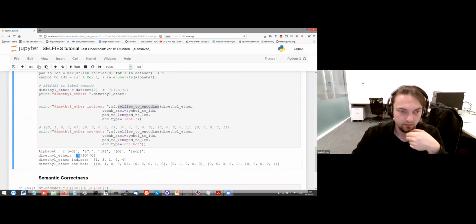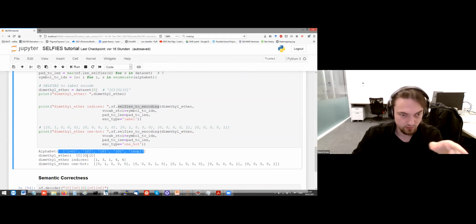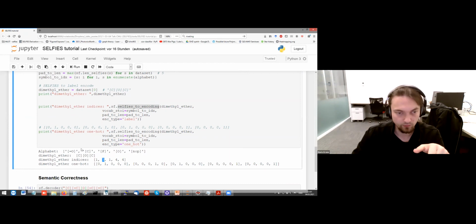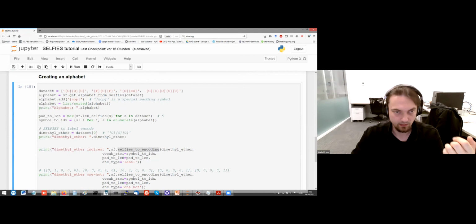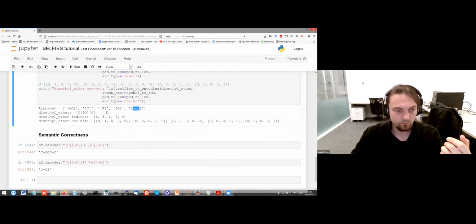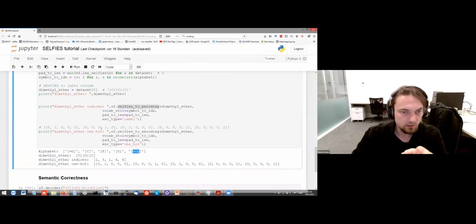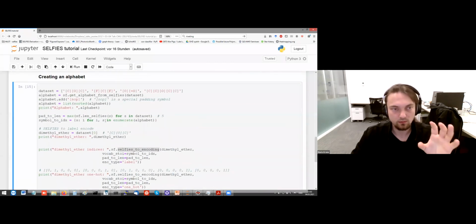So we're looking at this COC. Okay, so this is our molecule, and this is our alphabet. So COC stands for 1, 3, 1, and 4, 4, which are the no operation padding symbols, because the largest molecule in this data set has 5 atoms. Okay, so this is basically how you would use it.